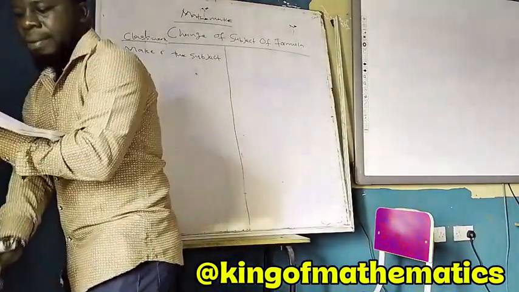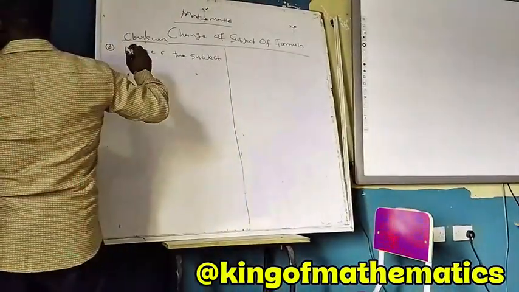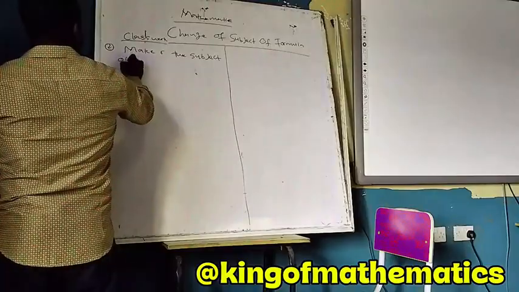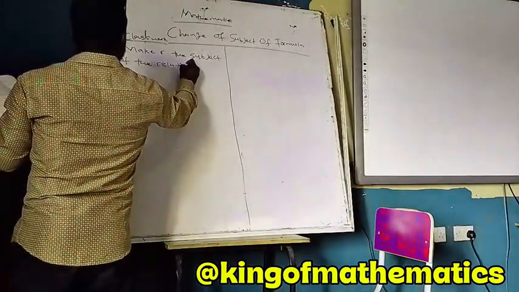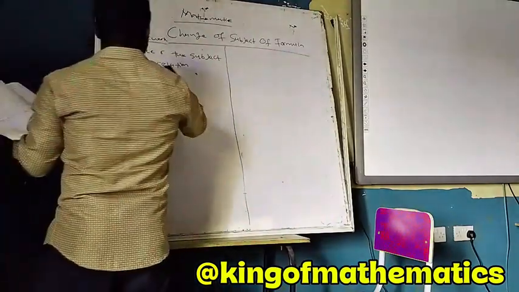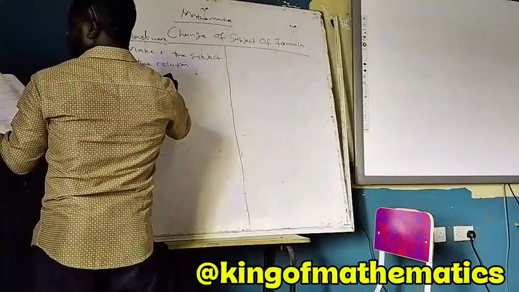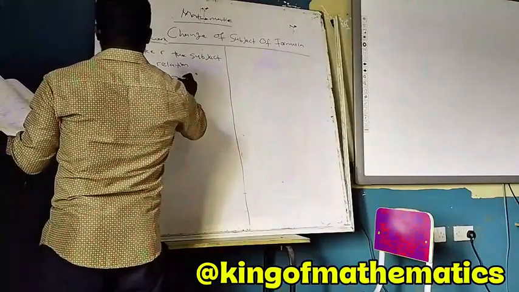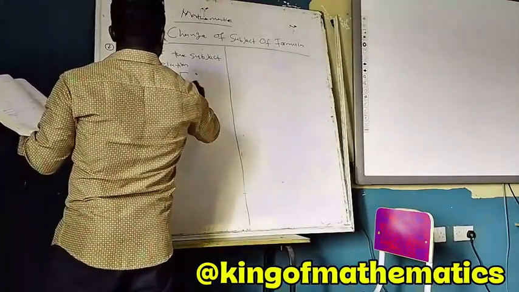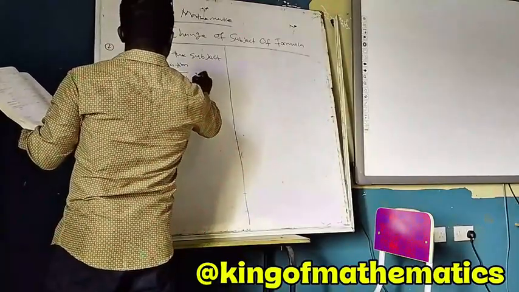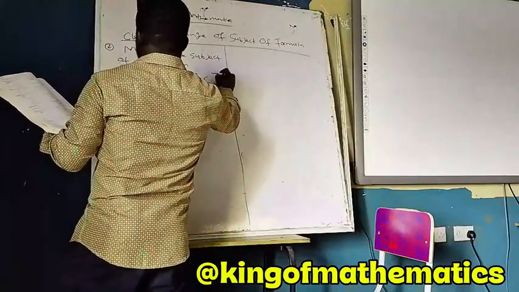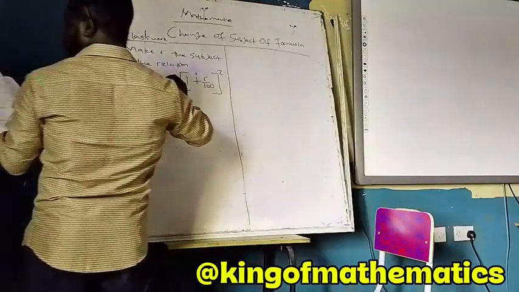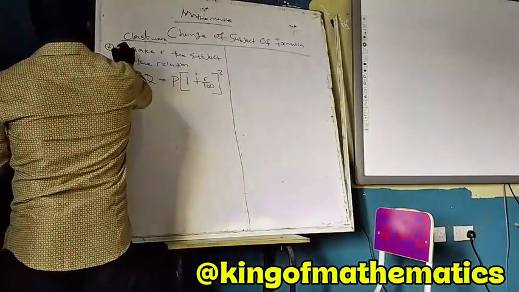Make R the subject of the relation. Q equals P into bracket 1 plus R all over 100 close bracket all squared. That's 2A.